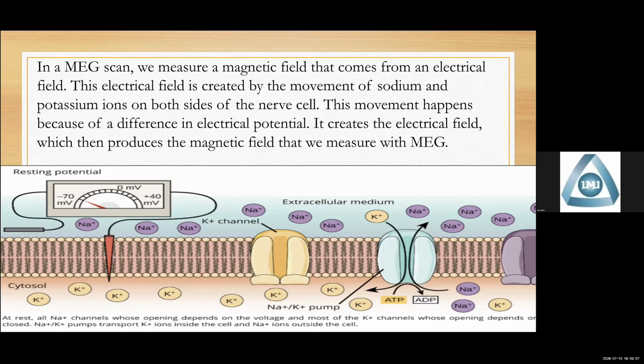This movement happens because of a difference in electrical potential. It creates an electrical field, which then produces the magnetic field that we measure with the MEG. Here we have a lot of K plus going out through the channel, and here we have Na plus entering the cell.